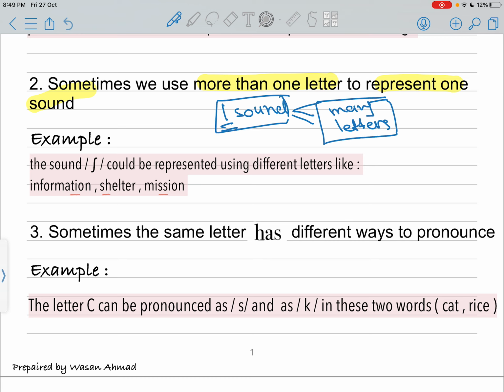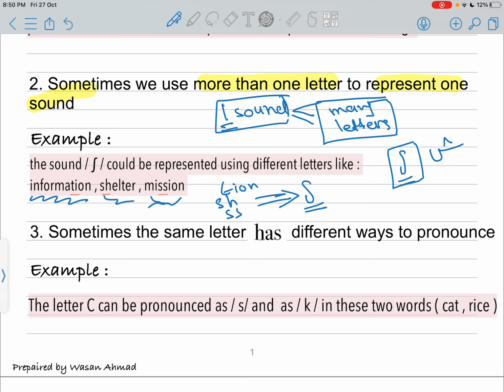For example, the sound sha, that is like this. This is the sha sound. So if I want to represent this sound, I have many ways to represent it while writing. For example, in these words, information, shelter, mission, I have many letters, but all these letters are pronounced the same. So tion, sh, double s, all these letters are pronounced like sha.